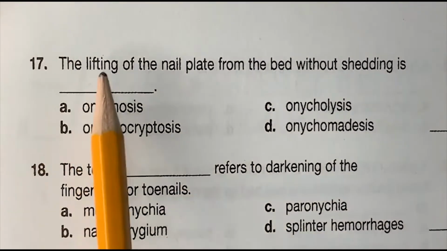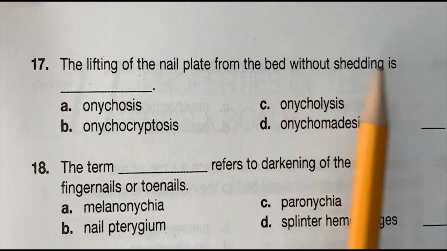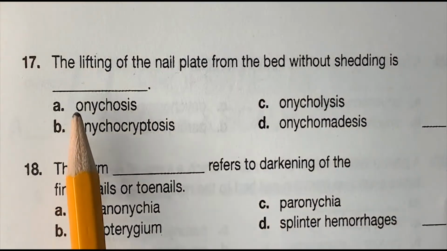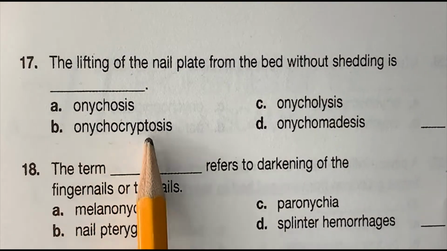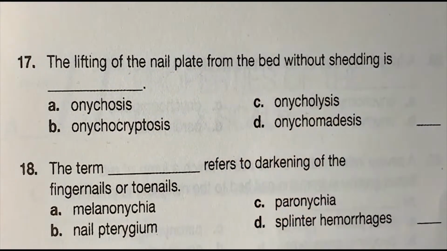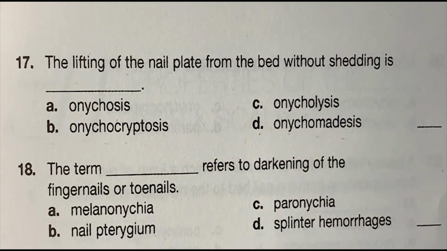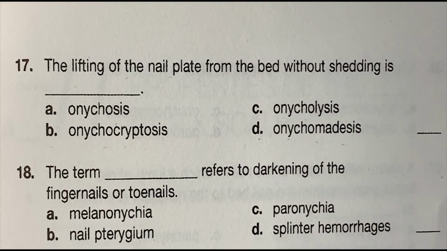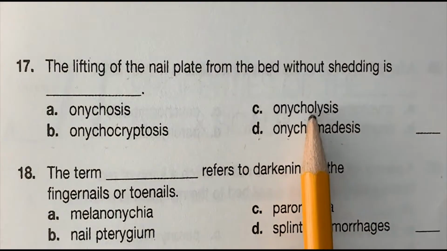Number 17, the lifting of the nail plate from the bed without shedding is blank. A, onychosis, B, onychomatosis, C, onychomatosis, or D, onychomatosis? And your correct answer is C, onychomatosis.